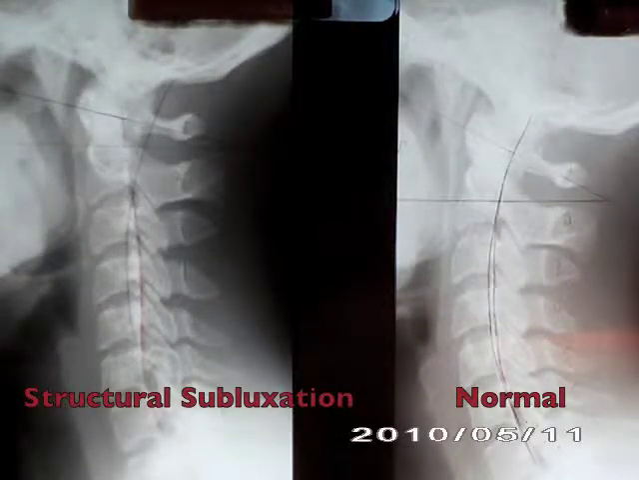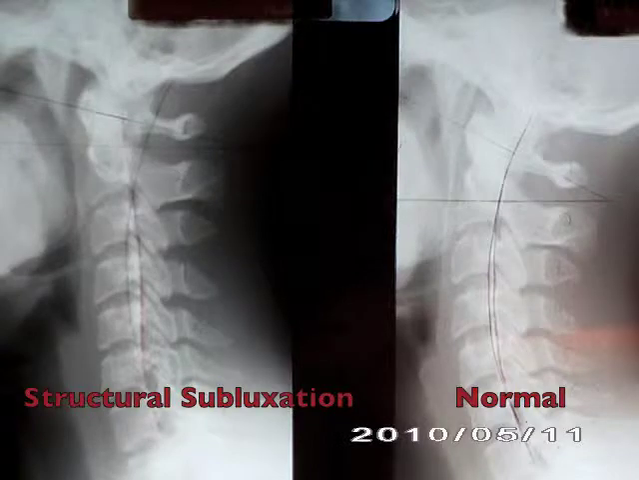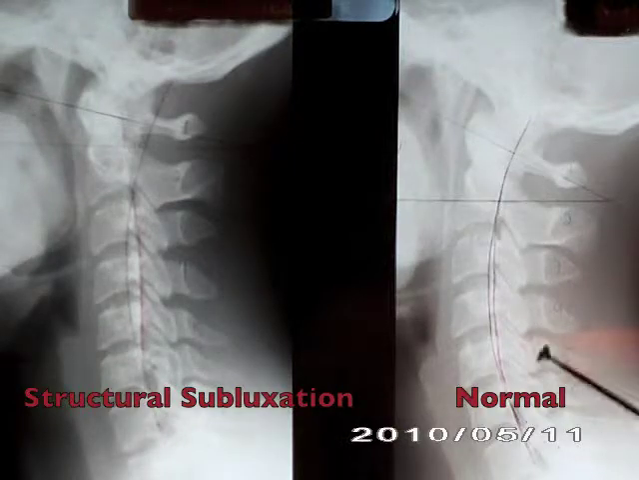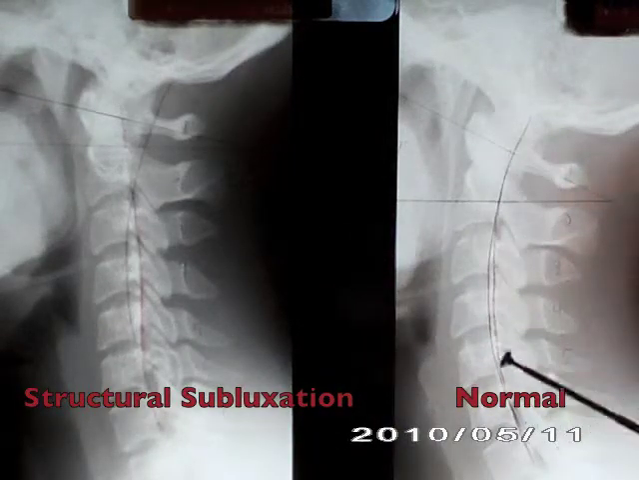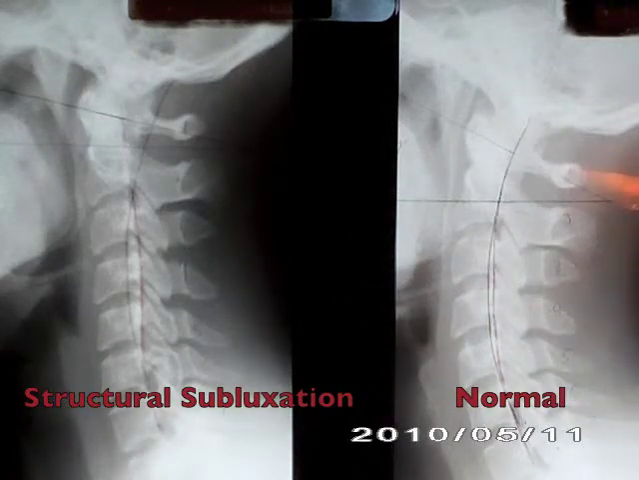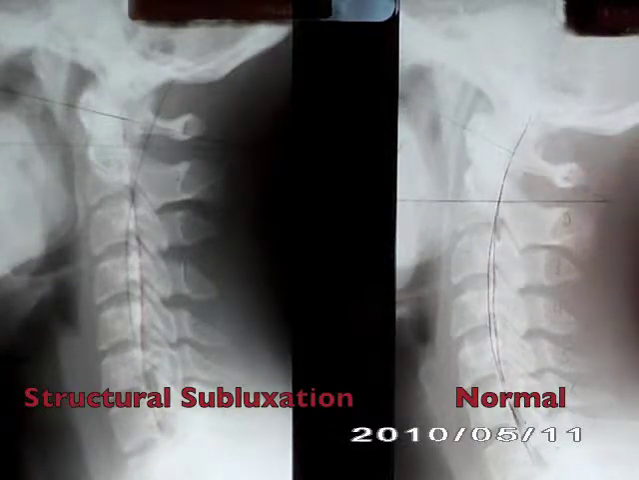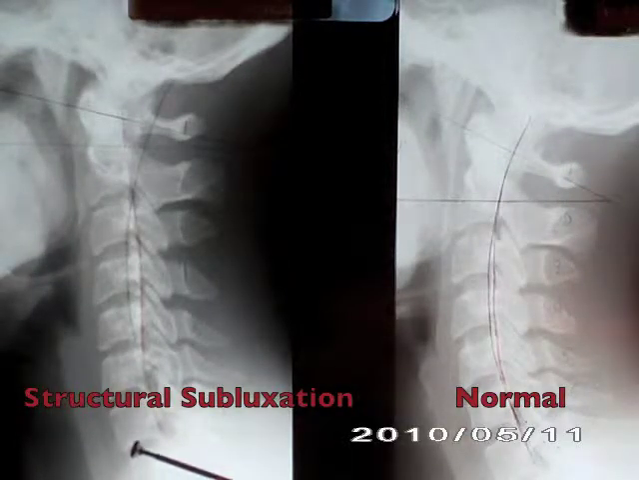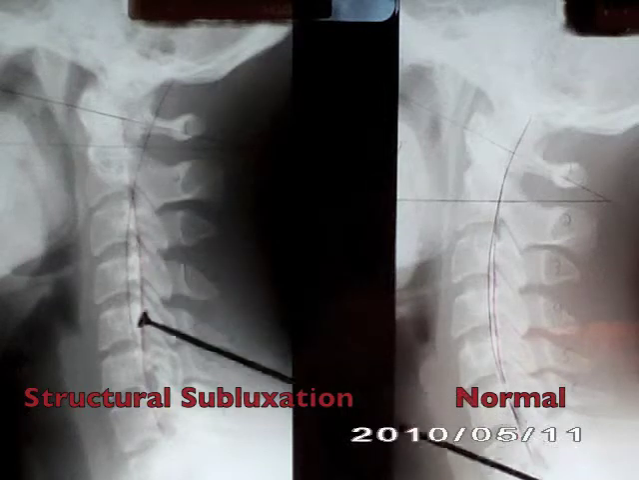We're now looking at an example of structural subluxation of the cervical spine. The cervical spine is the neck area. In the example on the right, we see a normal cervical spine right here. There's normally supposed to be a 60-degree arch in the spine. In the example on the left, this is a structural subluxation. You can see how it's straight up and down.